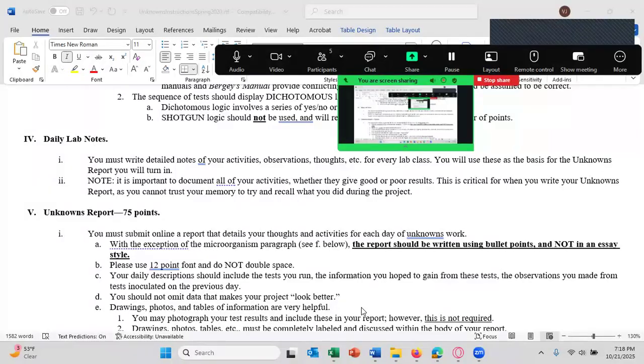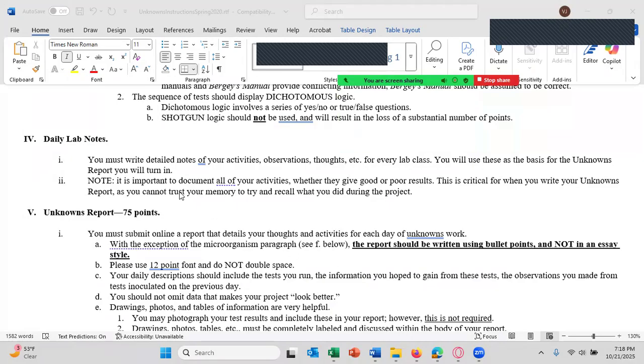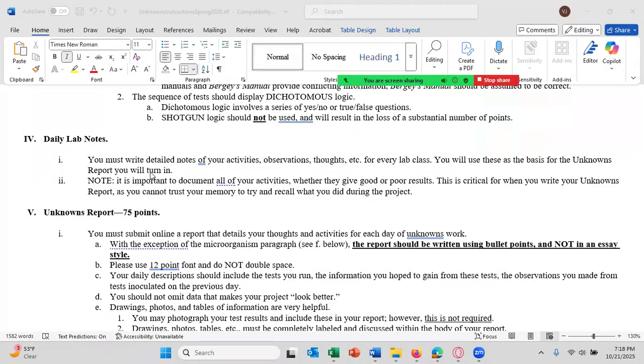Let me share my screen. So, your daily lab notes should be in your unknown notes where you write your detailed notes of your activities, your observations, your thoughts, and everything you do with this lab project. You should also write in there the species under consideration and writing up the unknown report.